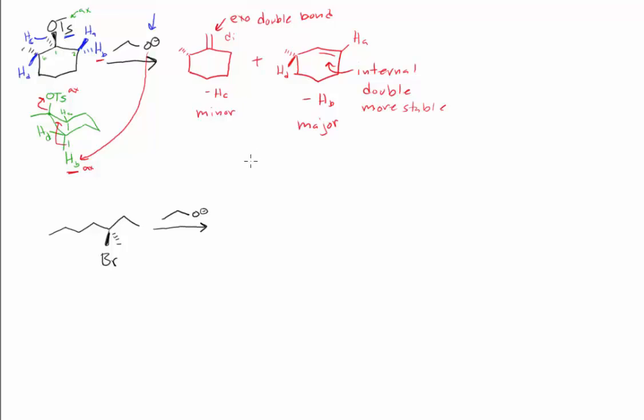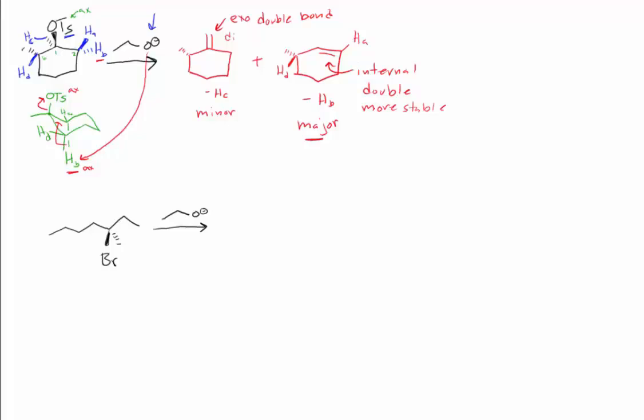So there may not be a huge difference here, but I'm still going to say that this is the major product. And maybe it's 55-45, maybe it's 60-40. It's still major and minor. Just understand that it's not going to be a huge difference. It's not going to be 99-1. But that's how we'd evaluate the elimination off of a cyclohexane ring.